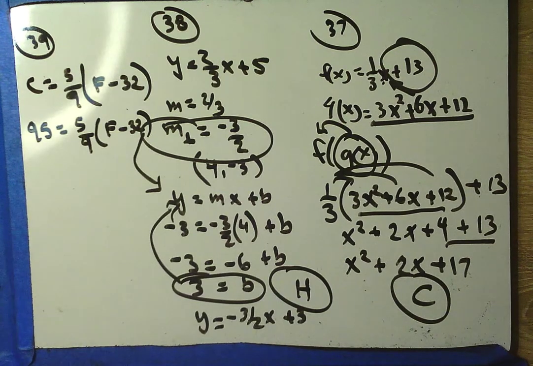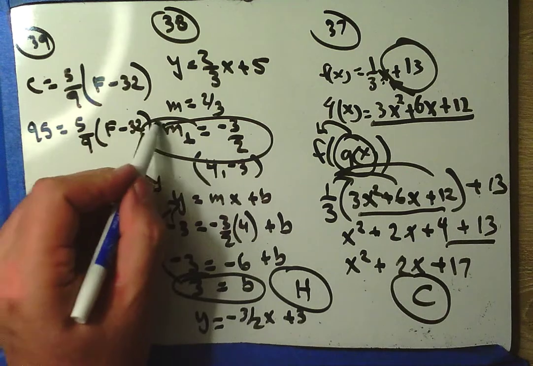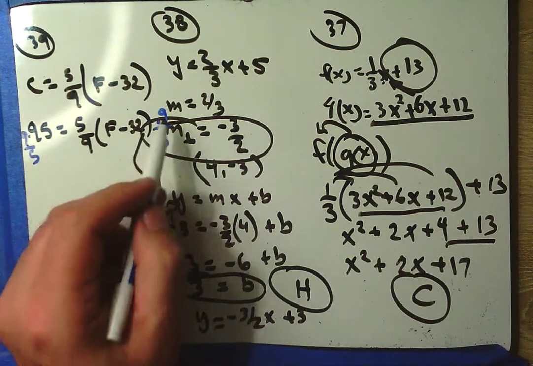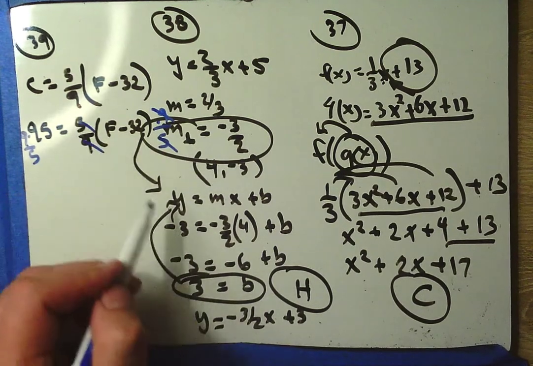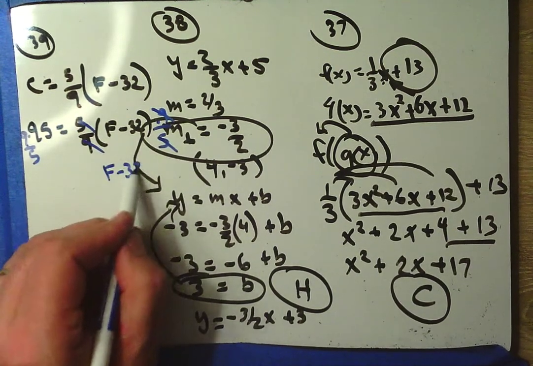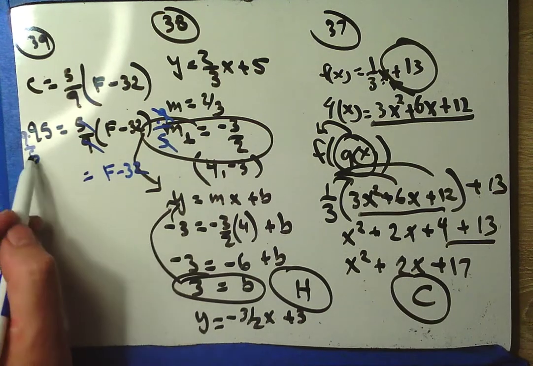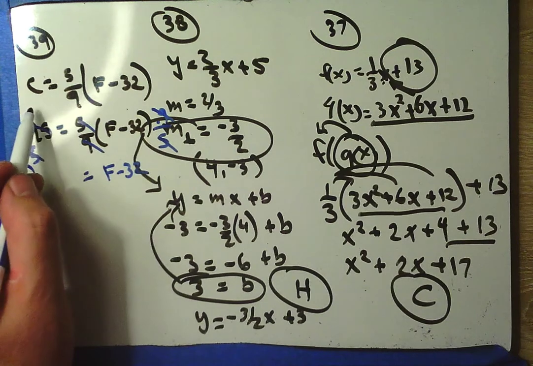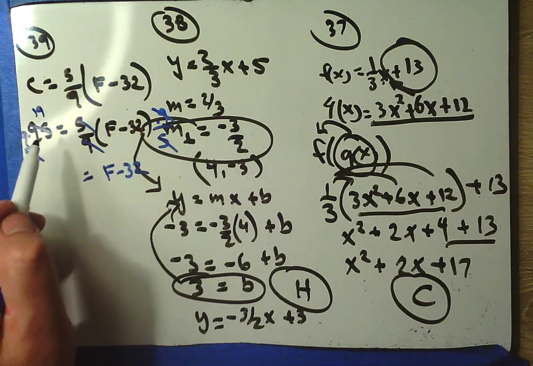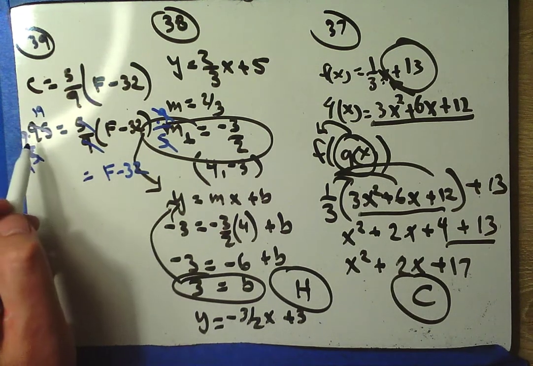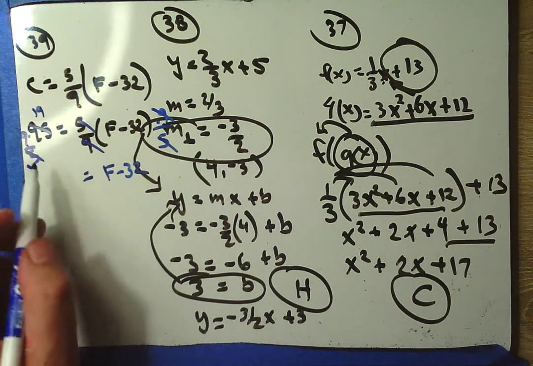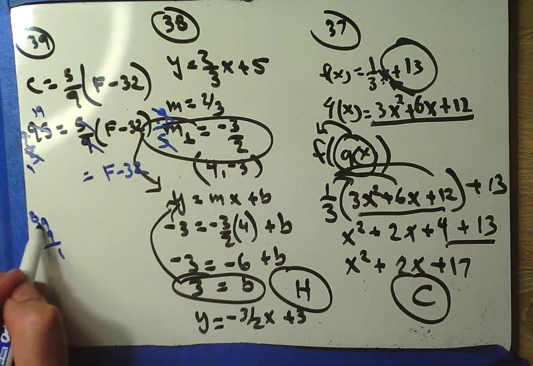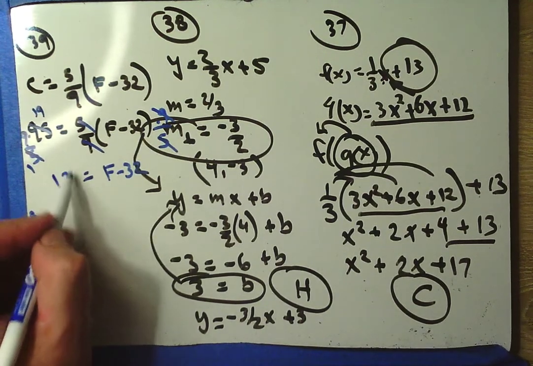There's no way I want to distribute 5/9. I'm going to multiply both sides by 9/5, because then these cancel and these cancel, leaving me F minus 32 on that side. And on this side, 5 goes into 5 once, and 5 goes into 95 19 times. So I've got 19 times 9. What is 19 times 9? 19 times 9 is 1, carry the 8, 9, 171.